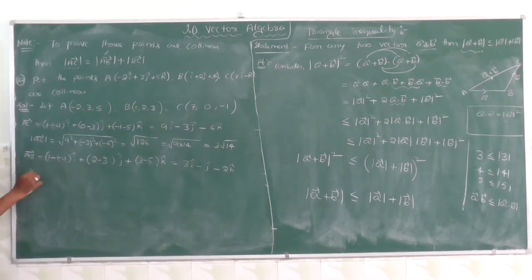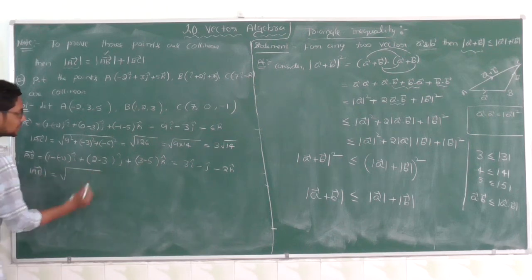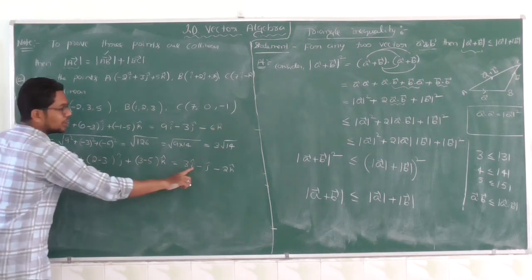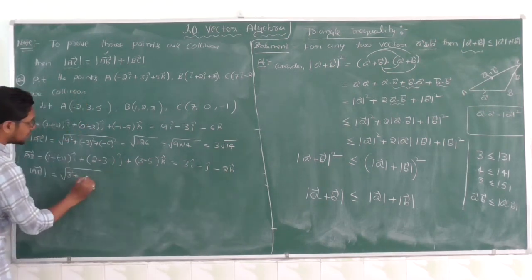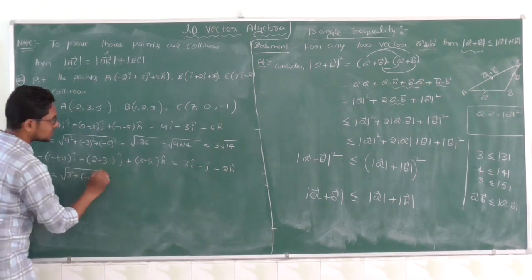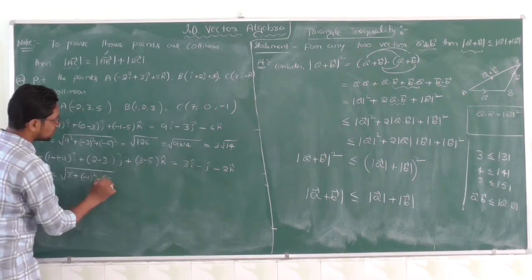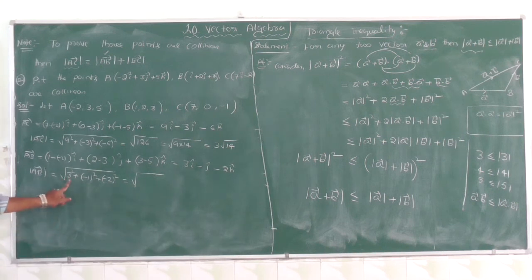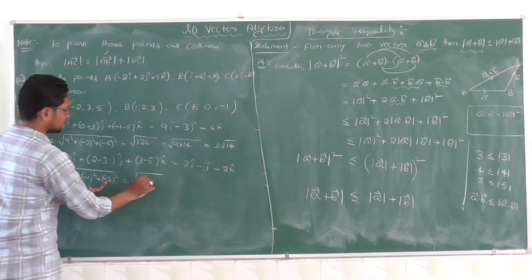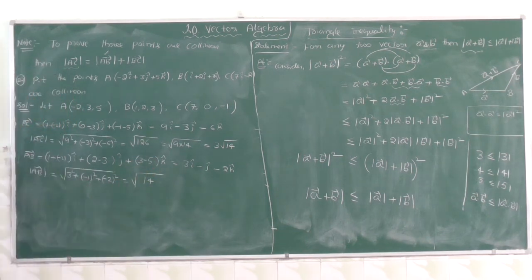And also find out the magnitude of AB vector equals square root of i component 3 square plus j component minus 1 square plus k component minus 2 square. How much will the value be? 3 square is 9, 9 plus 1 is 10, plus 4 is 14. Square root of 14. Okay, AB vector is over.